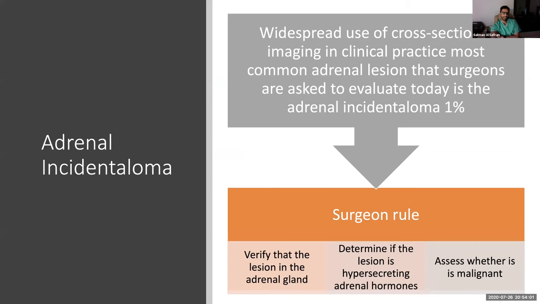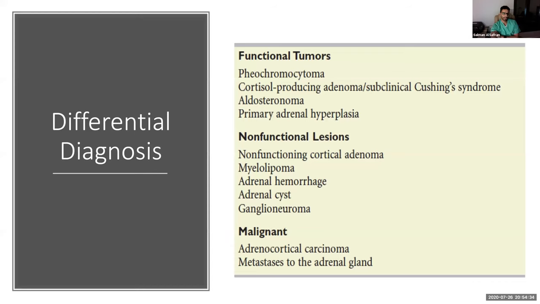All right, so adrenal incidentaloma. The widespread use of cross-sectional imaging like CT scan, MRI, PET scan, led to us identifying that about 1% of those images will have some sort of adrenal incidentaloma. Why is it so important for the surgeon? Well, to verify this is actually a mass within the adrenal gland, determine if the lesion is functional or non-functional, and whether it's malignant or not. So the differential diagnosis is divided into functional, non-functional, and malignant, and we'll go through most of them in the next few slides.